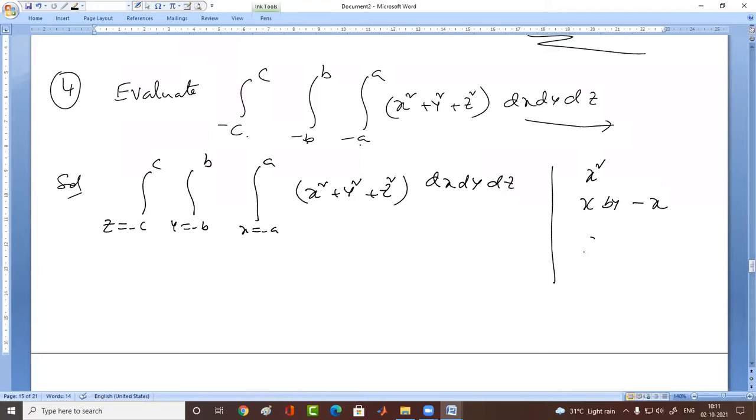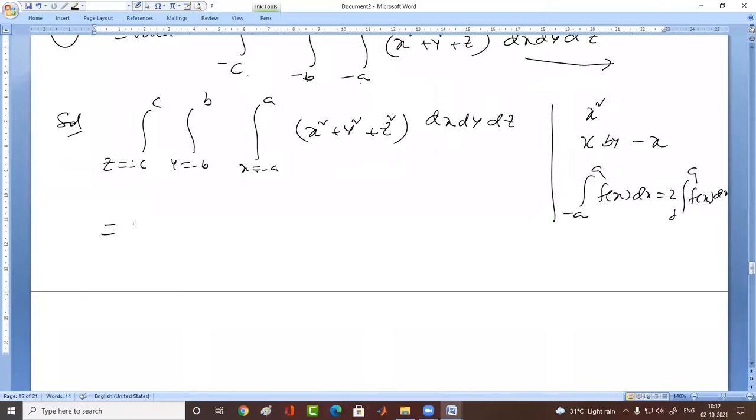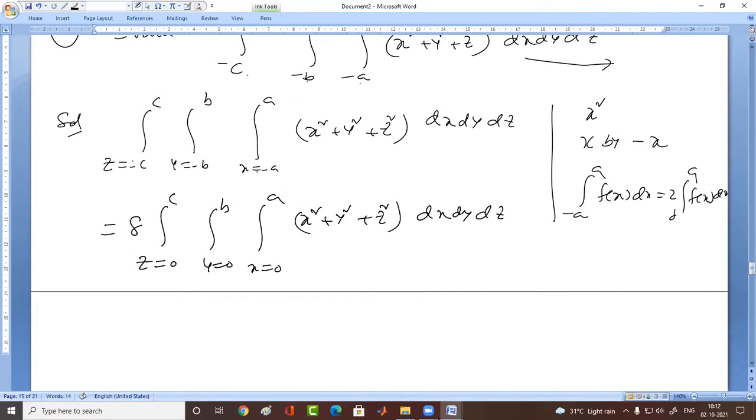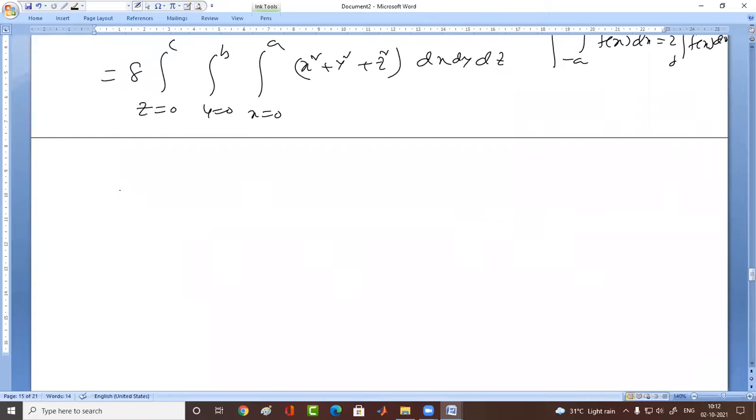So by using the properties of integral, integral minus a to a of f of x dx is 2 times integral 0 to a of f of x dx. Using this property, 2 times, 2 times, 2 times, simply we can write it as 8 times integral z is 0 to c, y is 0 to b, x is 0 to a. Very easy problem. No need to take the lower limit; simply write x square plus y square plus z square dx dy dz. Now integrate with respect to x, very easy.